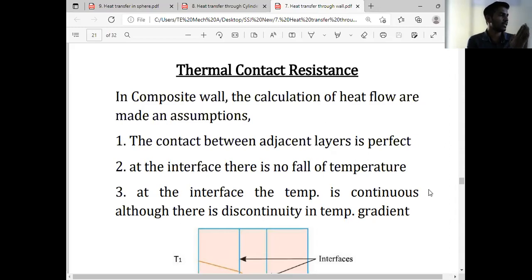Okay, so whatever the equations we have derived, in that we have considered that the contact is perfect. Okay, so by using that assumption we have derived the equation, but in actual practice it is not possible every time that this contact is perfect. Okay, so if the contact is not perfect at that time, what will happen? Some resistance will be produced.